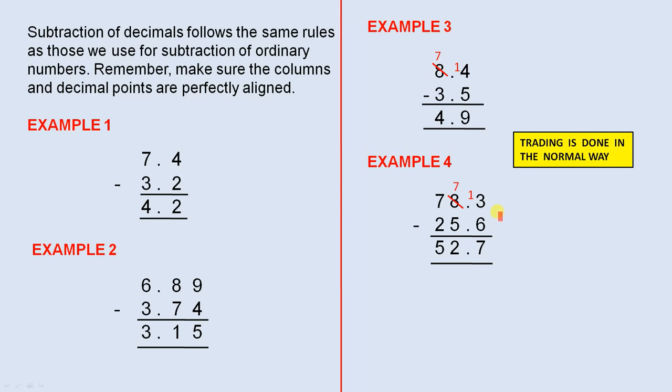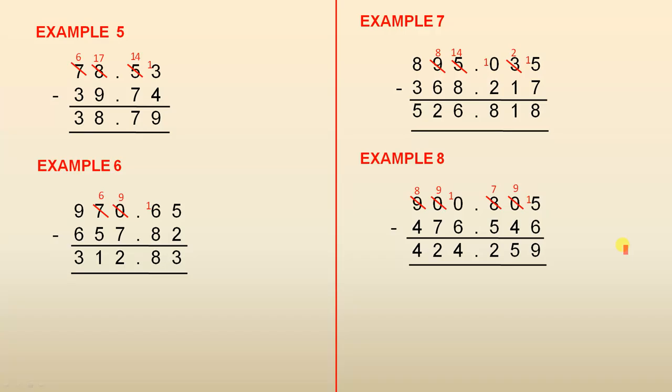Exactly the same here. We had 3/10 take away 6/10 you can't do, so we make that 13/10. Okay? And then because we trade, we cross that out and make that a 7. Now we can do the subtraction, and that's the answer. Notice everything is aligned beautifully. Example 5, exactly the same way.